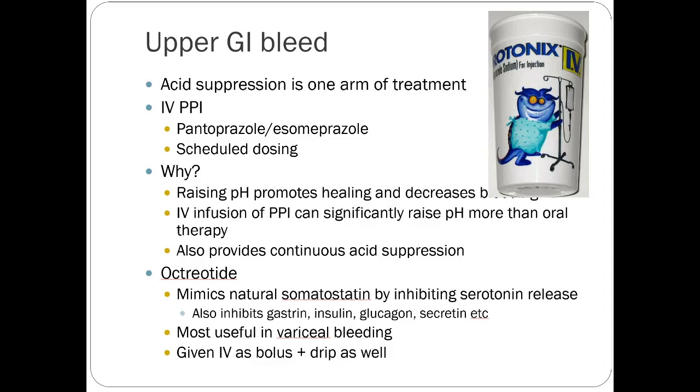If you have an upper GI bleed, acid suppression is an arm of treatment, and in fact, by increasing the pH, suppressing the acid production, we end up with a better healing environment for the ulceration. IV PPIs, pantoprazole, esomeprazole are the common ones we give. We schedule the dosing. For a while, they used to give these as a continuous infusion, but actually it was proven in a number of studies that intermittent bolus dosing is just as effective as continuous infusion.